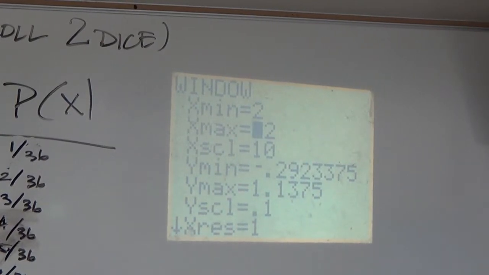So go to 13. 12 is the most logical place to go, obviously, but we have to give it 1 more just to give it that last bar. If you don't go to 13, it doesn't show that last bar. Scale it by 1. This will now give us our 11 bars, 2 through 3, 3 through 4, and so forth. Just press graph at this point.